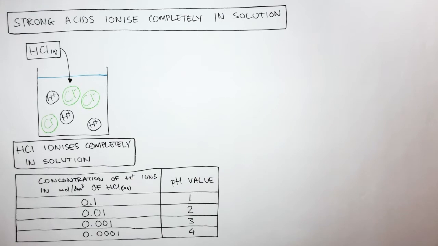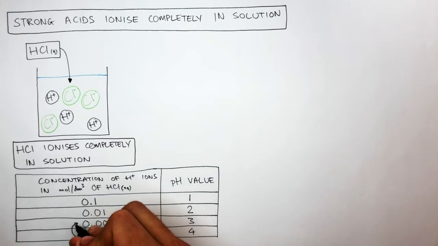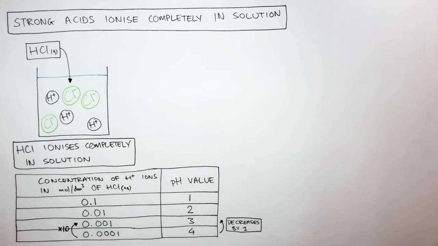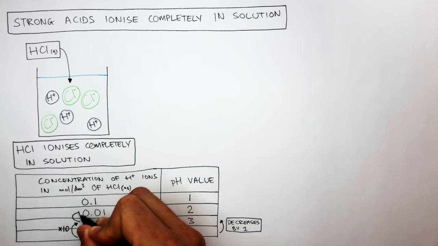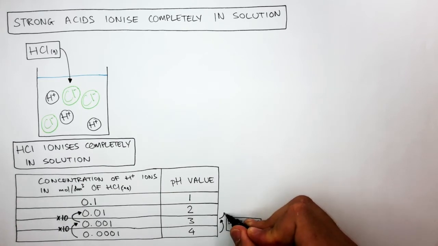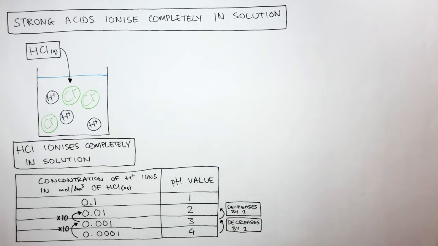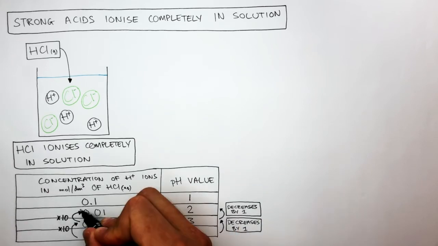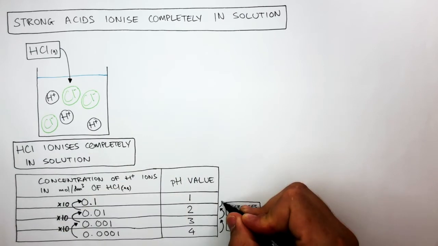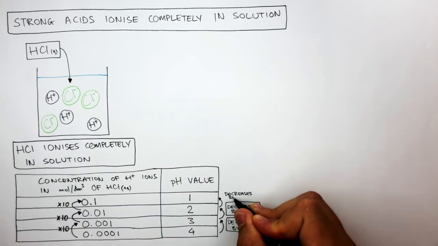We can see how as the concentration increases by 10 times, the pH value decreases by 1. As the concentration increases by 10 times again, the pH value goes from 3 to 2. The pH value decreases by 1. So you need to know, as the concentration increases by 10 times, the pH value always decreases by 1.